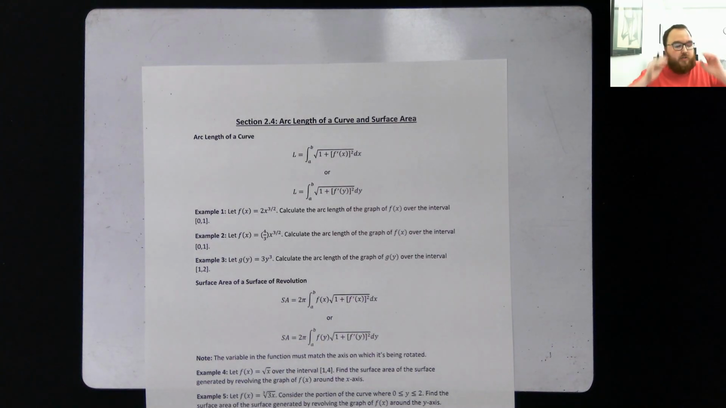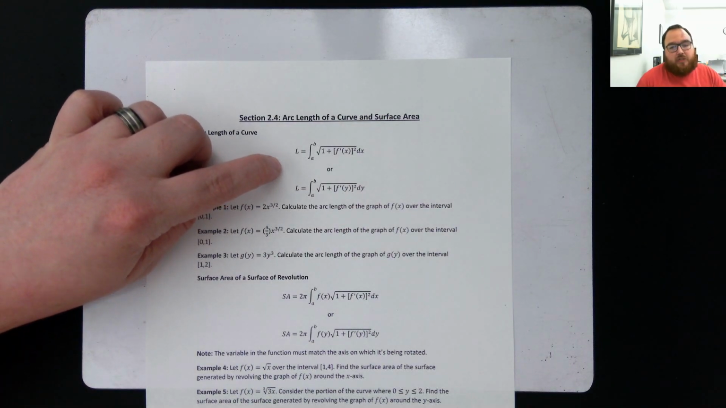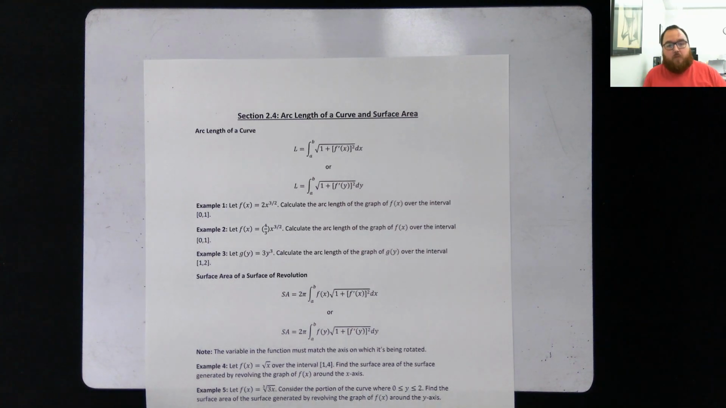We can now move on to section 2.4, which is arc length of a curve, and surface area. So for arc length of a curve, I'm going to show you where they get this from. I don't want you just to have to remember it. I want to show you actually where we got it from. And so this is how I'm going to show you.